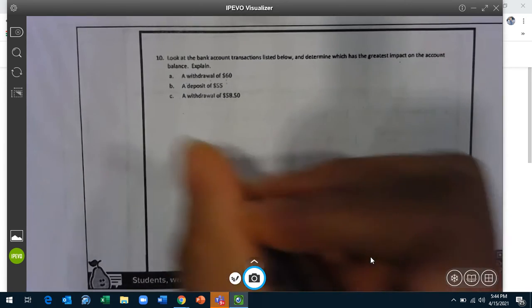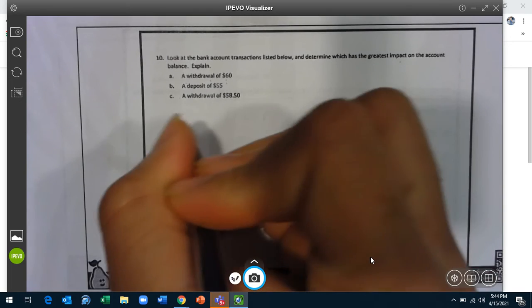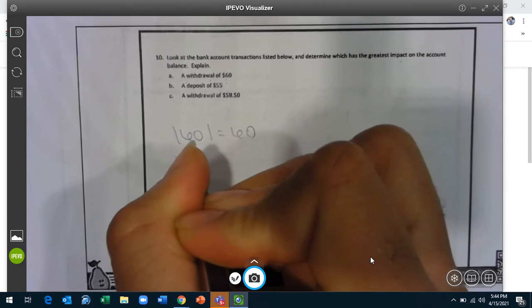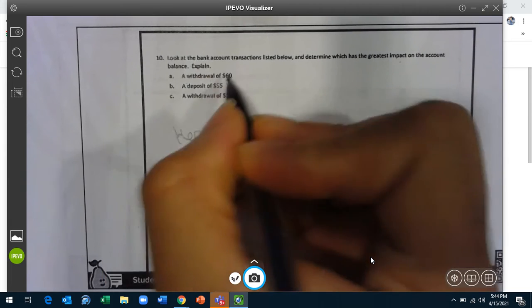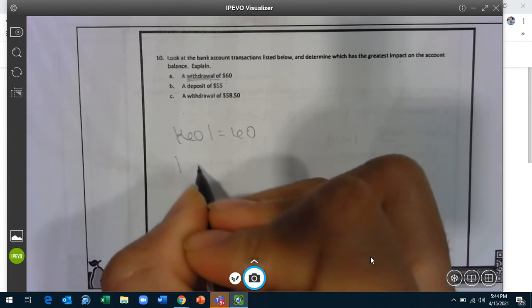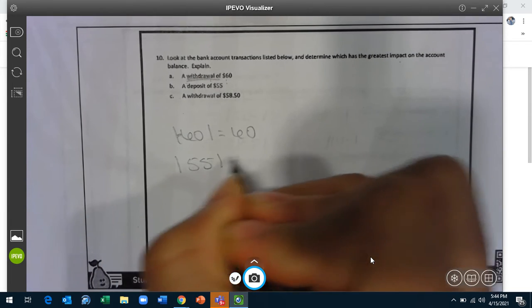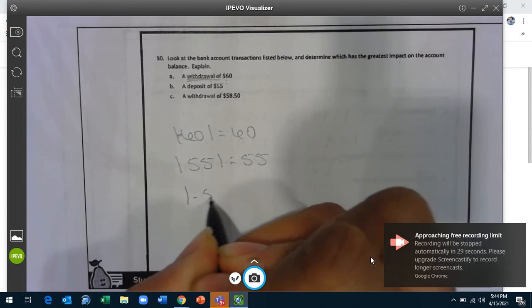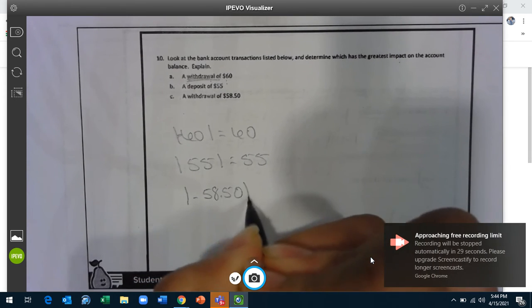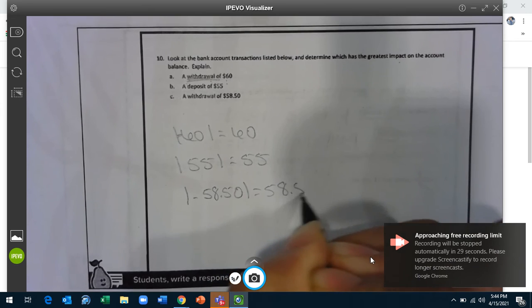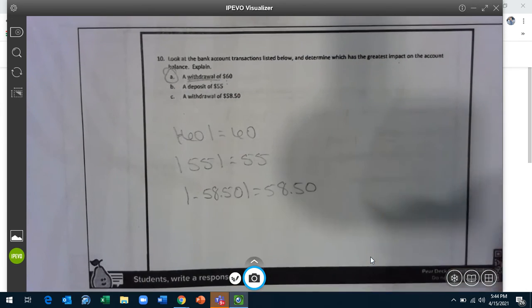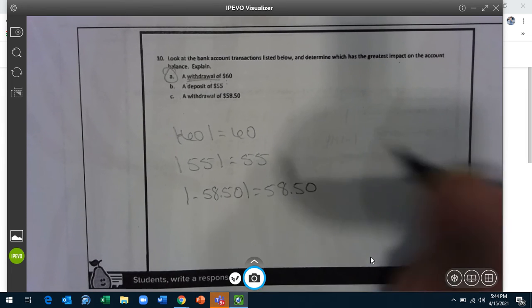$58.50. So we know that the absolute value of 60 is 60, negative 60 because it says withdrawal. The absolute value of a positive 55 is 55. And the absolute value of negative 58.50 is 58.50. So A would be the correct answer. And the reason is because it has a higher magnitude than the others.